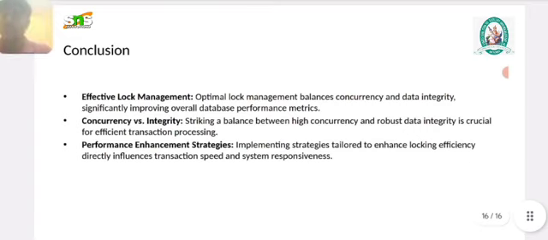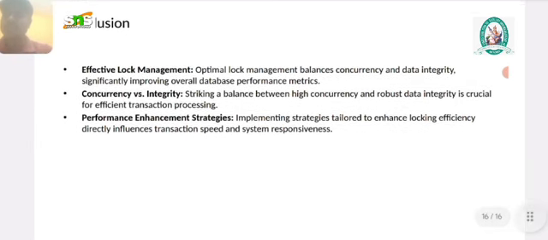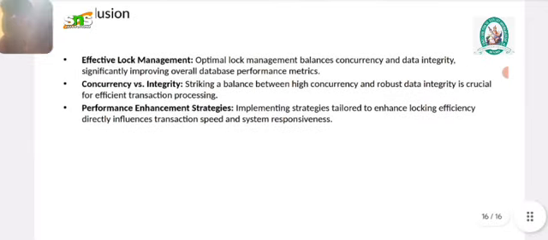The conclusion is effective lock management. It is optimal management balancing concurrency and data integrity, significantly improving overall database performance metrics. Concurrency with integrity: striking the balance between high concurrency and robust data integrity is crucial for efficient transaction processing. The performance enhancement strategies are locking efficiency, transaction speed and system responsiveness. That is the conclusion. Thank you.